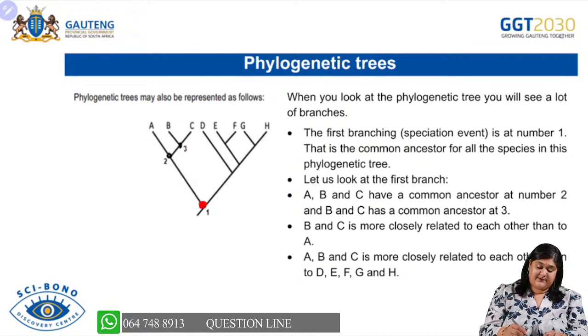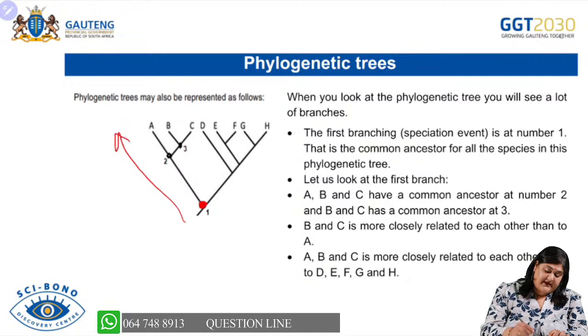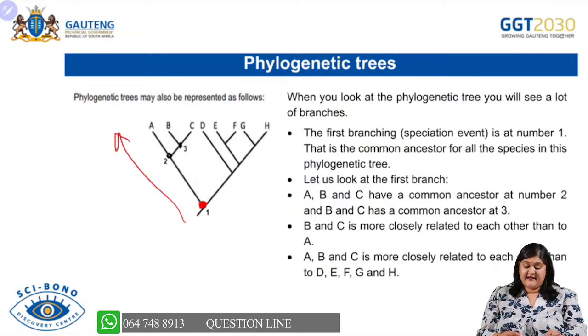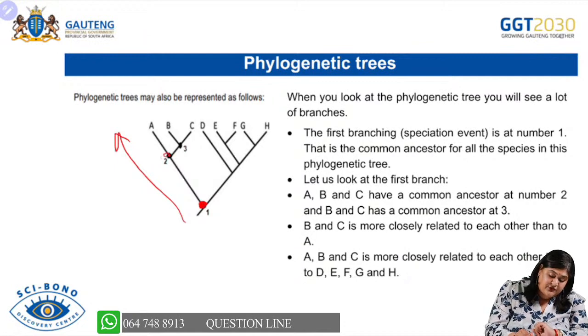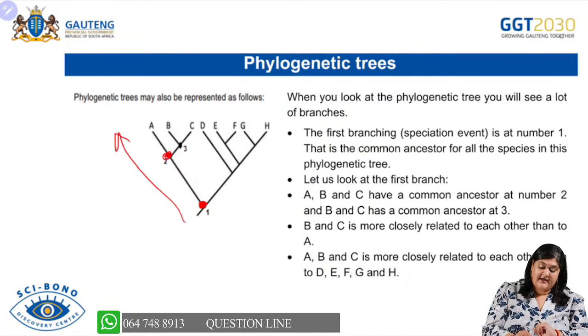Let us look at the first branch. So we're going to be looking at this branch over here. A and B and C have a common ancestor at point 2. A, B, and C have a common ancestor at point 2. B and C have a common ancestor at point 3.